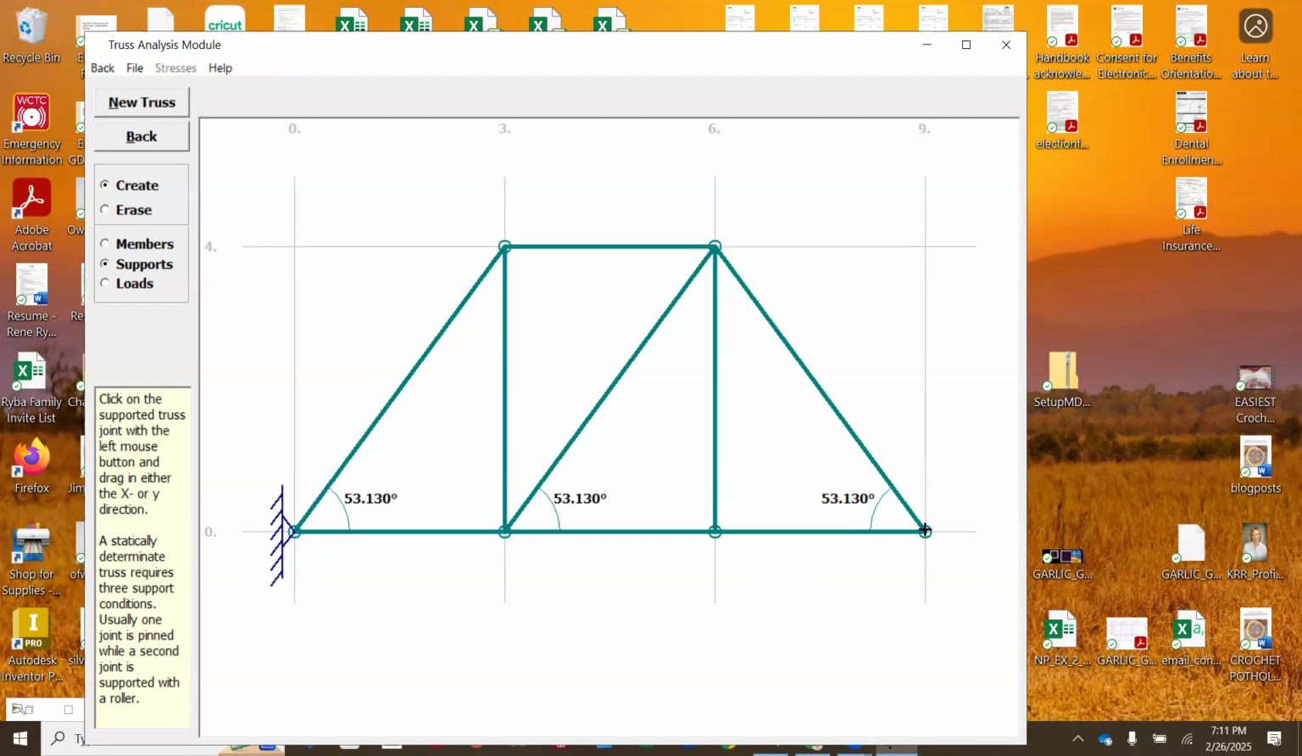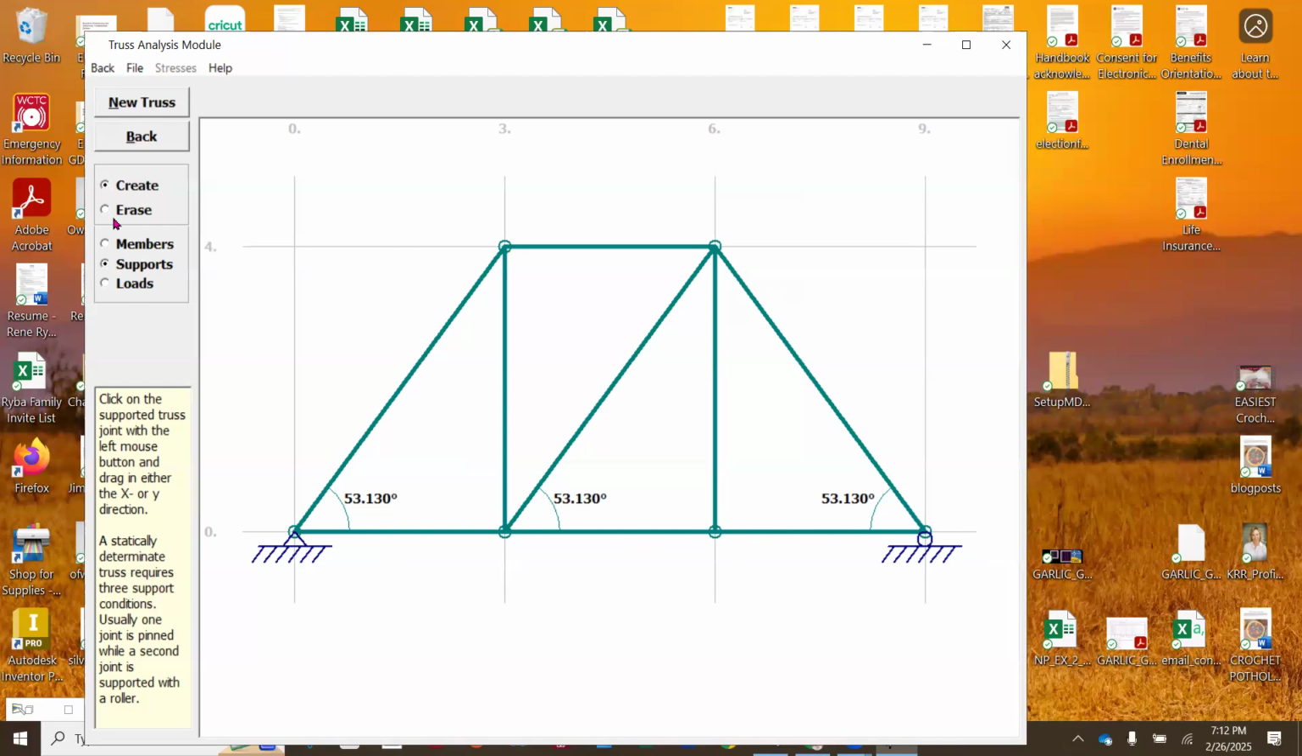Now I'm going to go over to the other support, and I'm going to just left click going down and release. And now you'll notice it kind of straightened things out and put a roller over there. Okay. So now I have my supports in place. I have a pin at A. I have a roller at B. If you want to change it to a pin or a roller, again, you just left click on it again and release and it toggles to the next one.